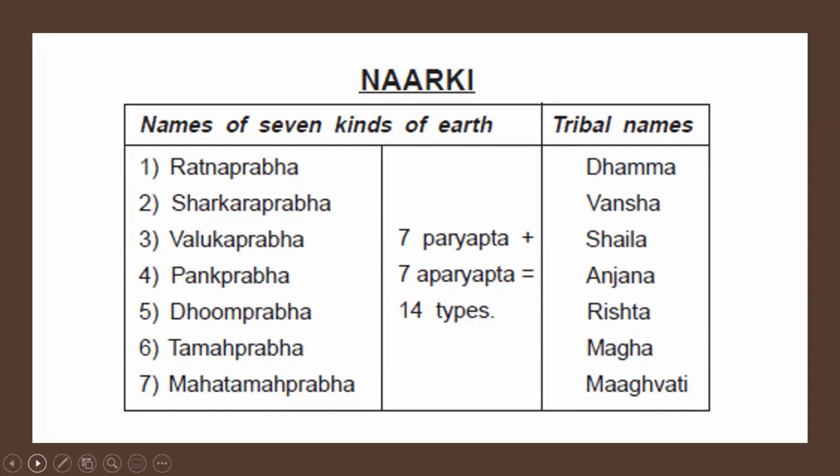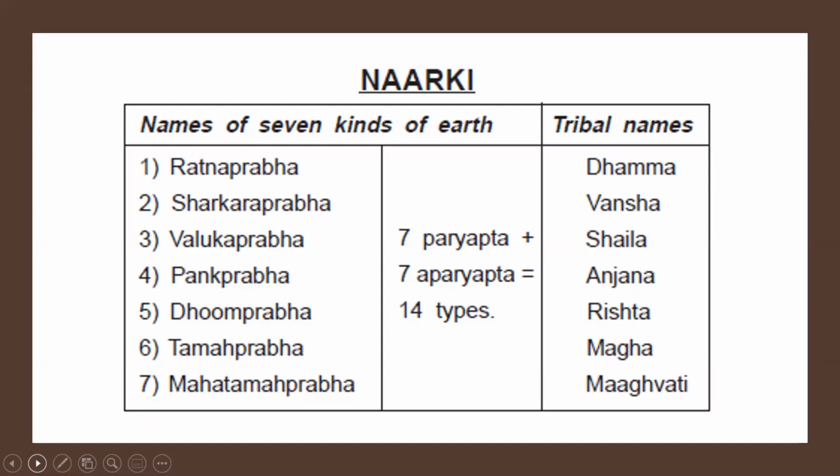So all the Narki jeevs that are living in the Ratna Prabha Bhumi are known as Dhamma. So that is the name of the jeevs. The Narki Jeevs in the Sarkara Prabha Bhumi are known as Vansha. In Valuka Prabha, they are known as Shaila. In Panka Prabha, they are known as Anjan. In Dhum Prabha, they are known as Risht. In Tama Prabha, they are known as Maga. And in Mahatama, the last Narak, they are known as Magvati.